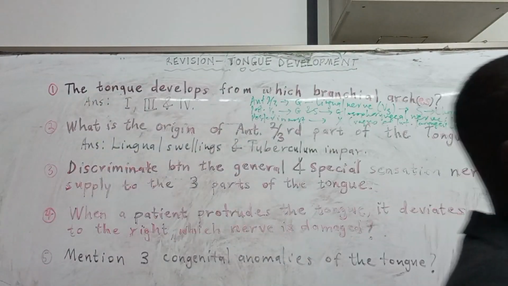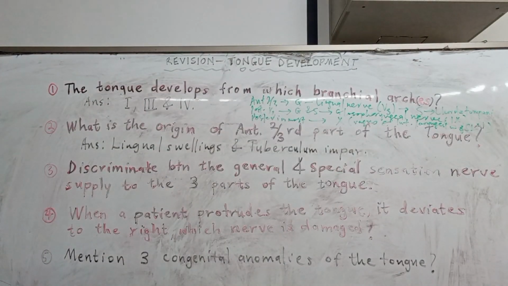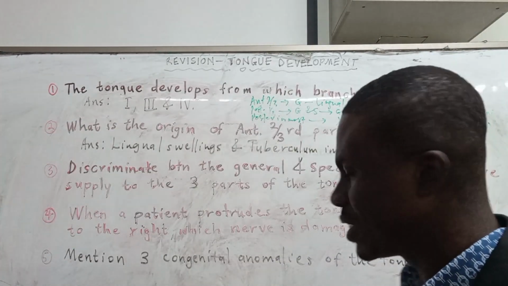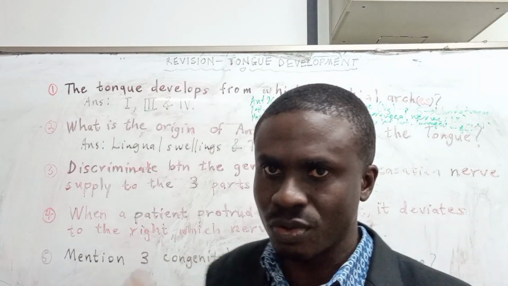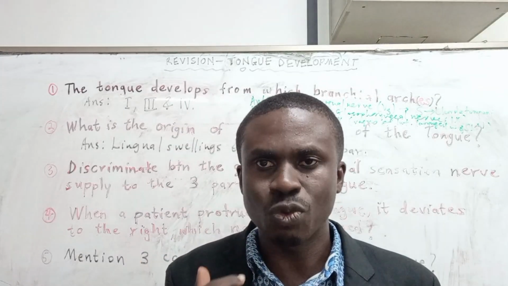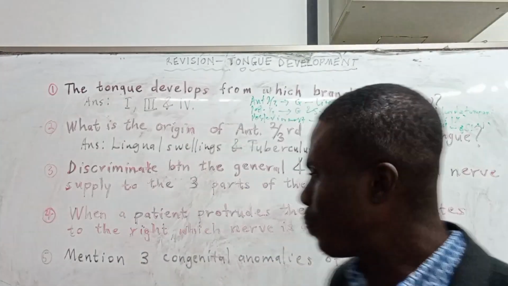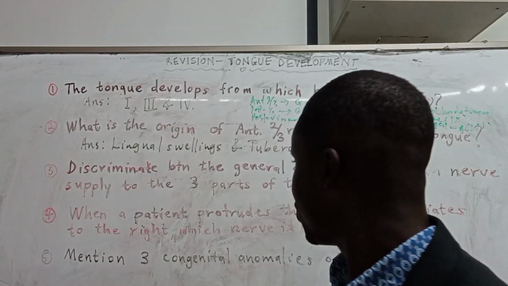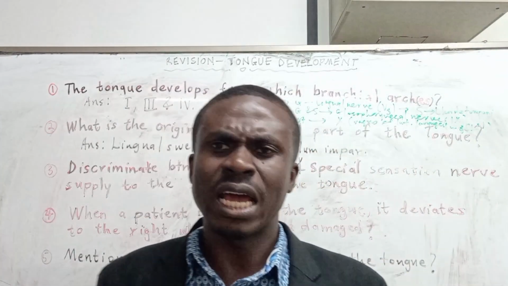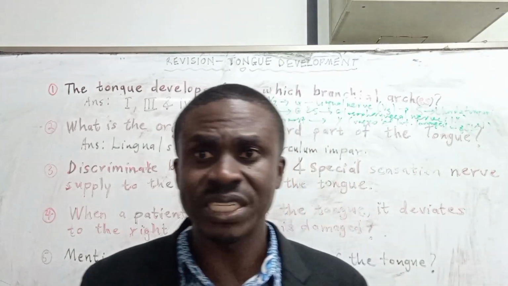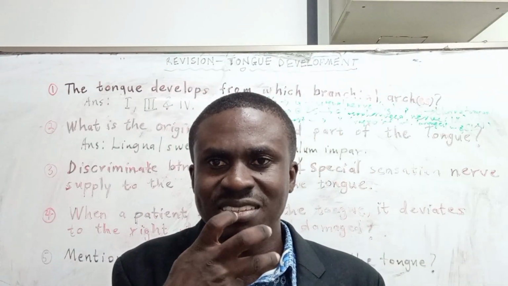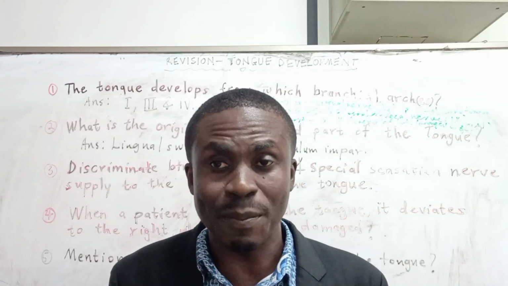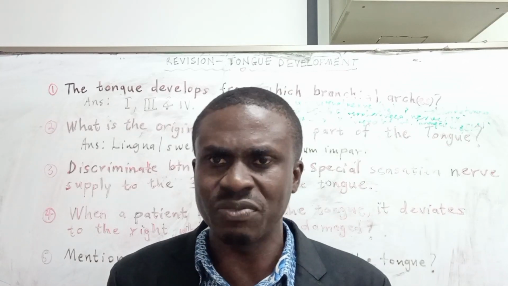Now, the next question says, when a patient protrudes, now whenever we talk about protrusion, protraction of the tongue, that's what we are talking about. When a patient protrudes the tongue, it deviates to the right side. Which nerve is damaged? Now, please, my friends, listen to this. Very important. Now, I told you that the tongue is a highly muscular organ. Yes, a musculoglandular organ. I'm talking about skeletal muscles, running in different planes.